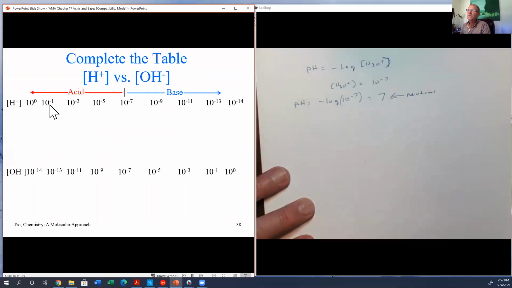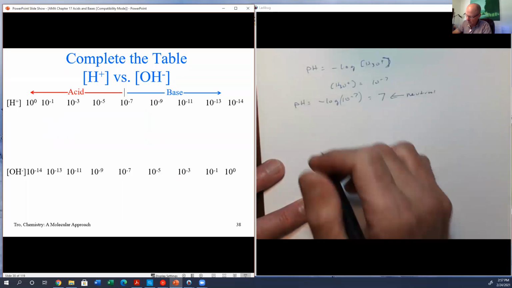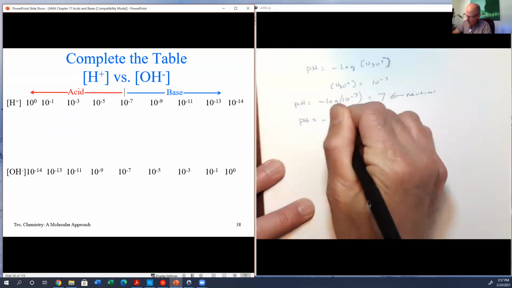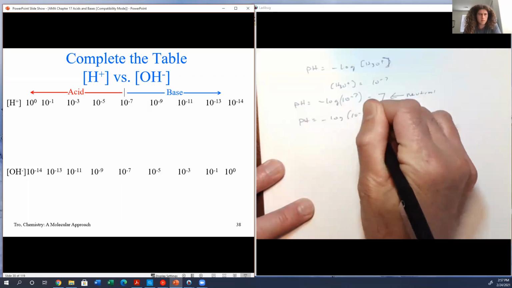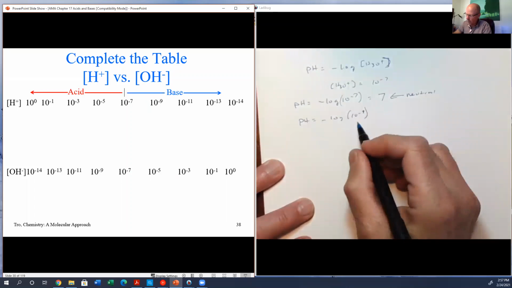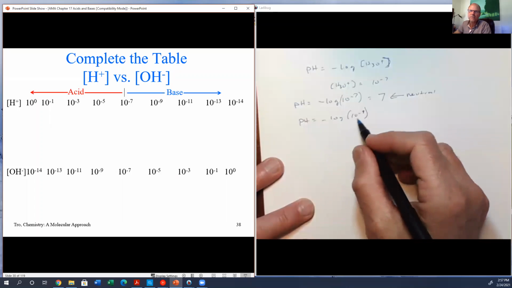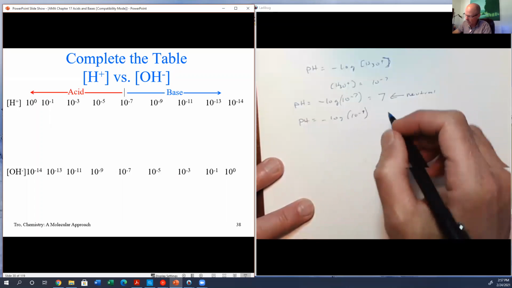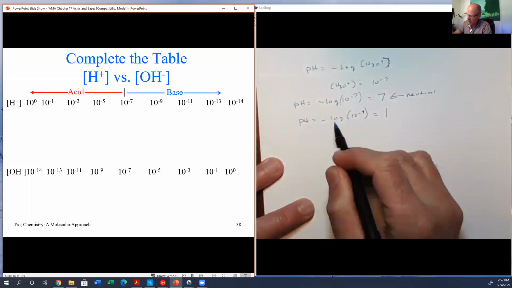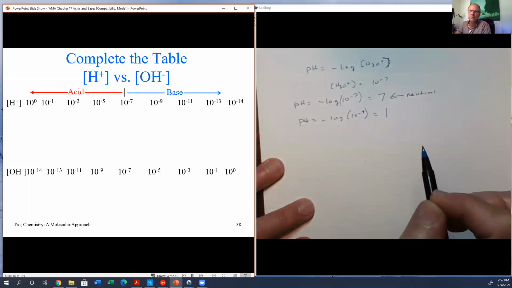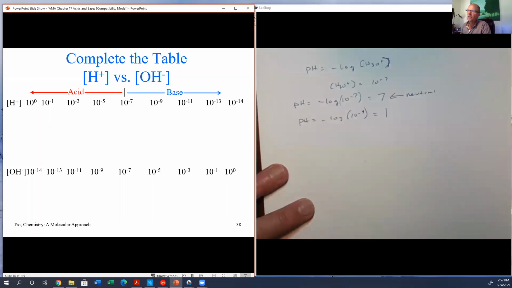What would be the pH of a 10 to the minus 1 molar acidic solution? Well, it would be minus the log of 10 to the minus 1. Remember, when you take the log of something, it's the number you have to raise 10 to in order to get that number. So that's equal to 1, because minus minus 1 is 1. So the pH of this solution would be 1.